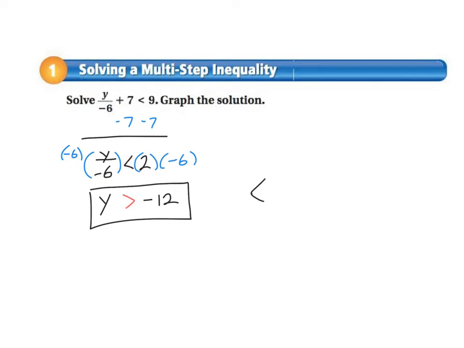Now to graph that, you can do it really quick. Here's -12. So since there is no "or equal to," we're going to use an open circle here. And it does say y is greater than -12. So we want all of the values that are larger. So those are all the values to the right. And now you're done.